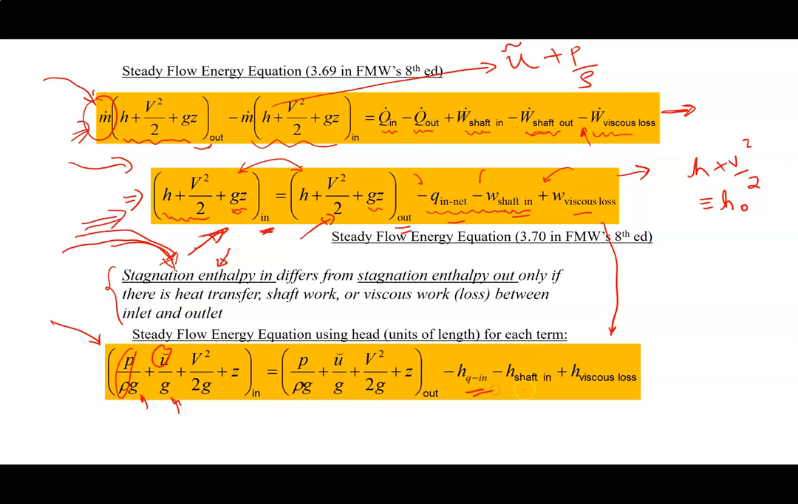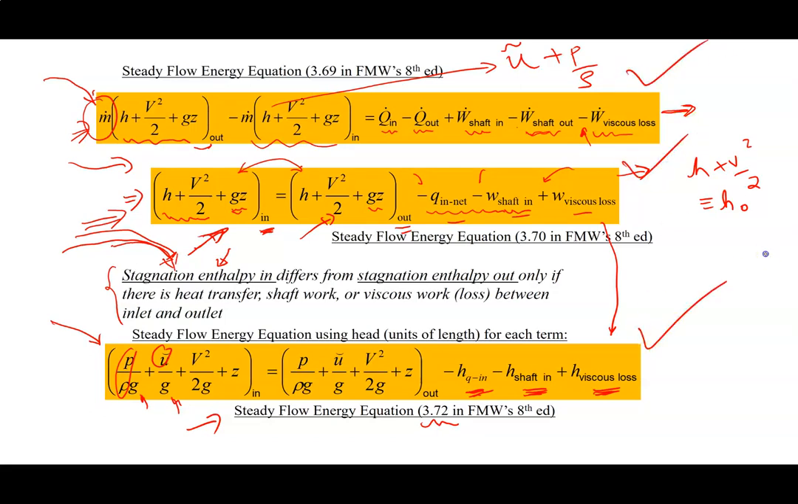And so all of these terms are going to be head associated with energy transfer due to heat transfer, head associated with work transfer due to shaft work. This is a head associated with any viscous loss terms that might occur in my system. Okay, so this form of the equation might be useful if you prefer to work in head form of the equation. So this is the steady flow energy equation, and I want to reference that to equation 370 in the book. So these three forms of the equation that are summarized in this slide are probably very useful and practical for a number of problem situations.